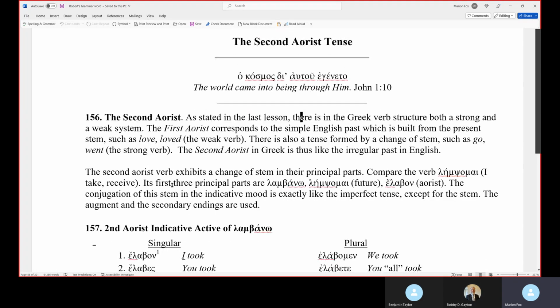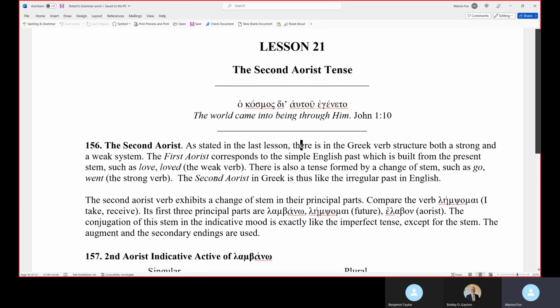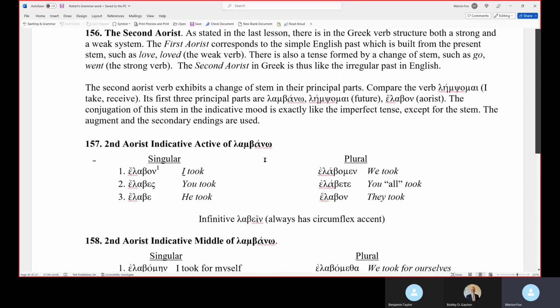Now, luo is first aorist, so we can't use it for our illustration because it doesn't exist in that second aorist form because it's a weak verb. Does that make sense to everybody? So that's why we won't be using luo. We'll be using lambano. And as far as the meaning of them, they still have the same basic meaning. There's no difference in the meaning as far as I can tell from all the sources that I've studied.